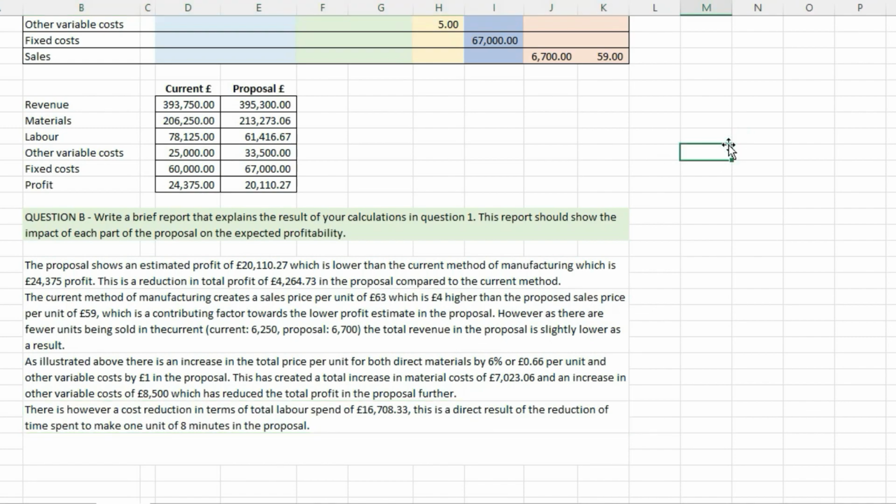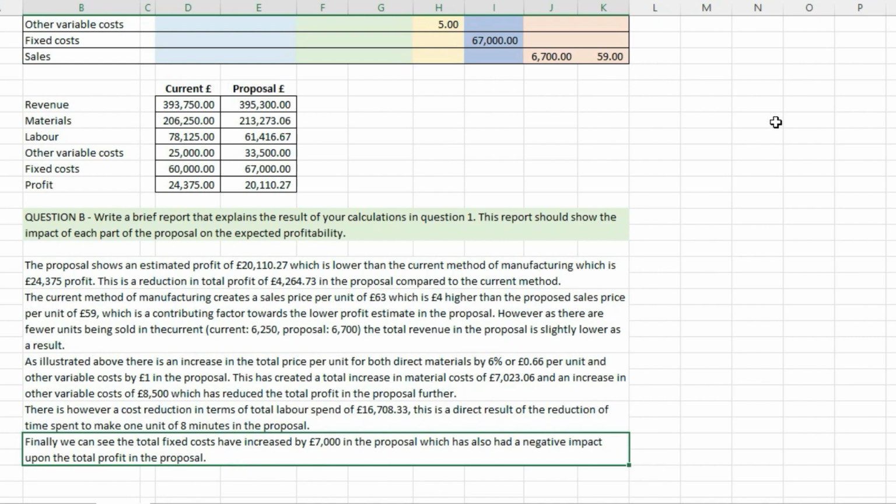So we're going to state the obvious again. We're going to tell them what the difference is between the total labour in the proposal and current. So we're going to say, there is, however, a cost reduction in terms of total labour spend of £16,708.33. And then we're going to state why. This is a direct result of the reduction in time spent to make one unit, and that reduction is 8 minutes in the proposal, because previously in the current method of manufacturing it took 30 minutes to make one unit, but in the proposal it's only taking 22.